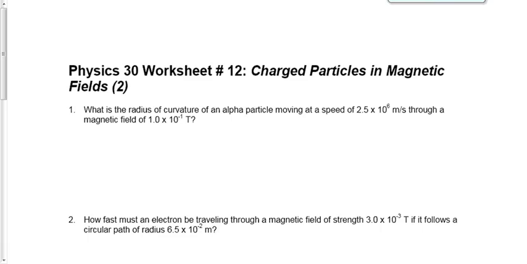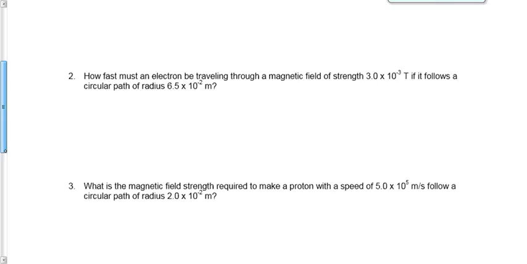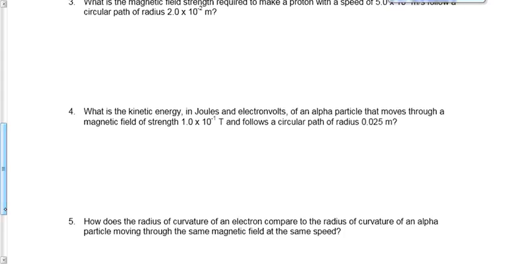Take a look at questions 4 and 5 on our homework last night, worksheet number 12. Starting with question 4. It says, what's the kinetic energy in joules and electron volts of an alpha particle that moves through a magnetic field strength of 0.1 Tesla, follows a circular path of radius 0.025 meters?